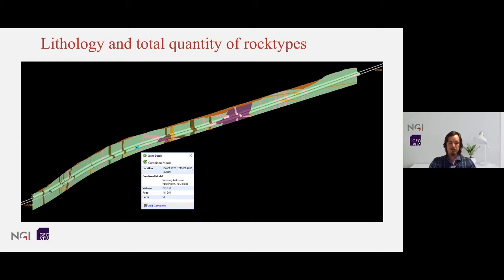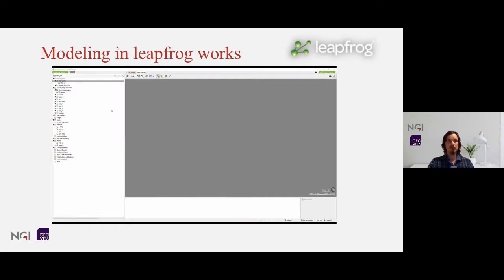For instance, in this project, intrusives like diabase and syenite porphyry have lower Q values than the surrounding rock, and we can try to classify these sections. This way, you can also gather the interpreted distribution of lithologies and total quantity of rock types, which can give an indication of the mass balance in the project. So I'll show a short video of modeling in Leapfrog Works.